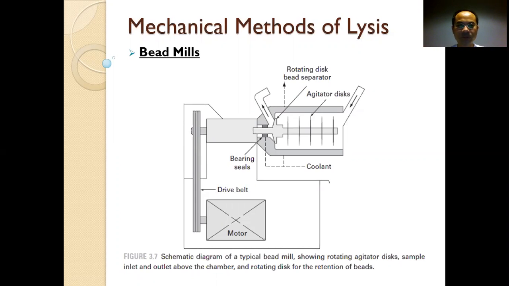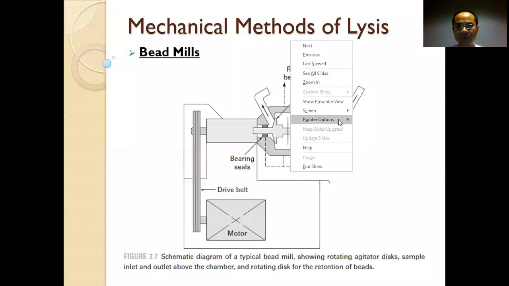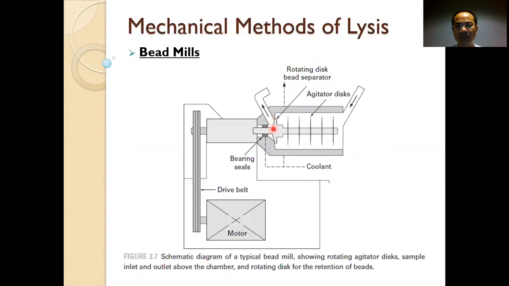Welcome to the lecture on cell separation. Last lecture, I talked about the mechanical method for cell lysis, that is the homogenizer. But in this lecture, we focus on another type of homogenizer that we call the bead mill. This is the picture that describes the bead mill.